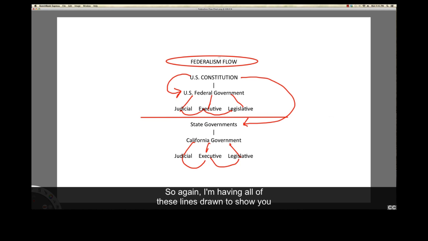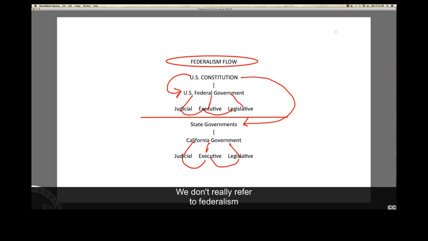So again, I'm having all of these lines drawn to show you that the U.S. government flows from the U.S. Constitution, as does the right of state governments to exist. And again, we have our breakdown within each level. Each state has its own judicial, executive, and legislative branch, and each state separates their functions, and each state has its overlapping checks and balances doctrines. And again, federalism is a division of power between the national and the subnational governments.